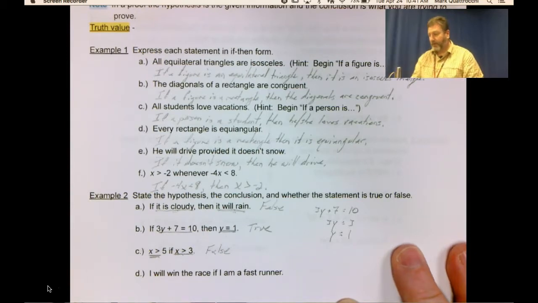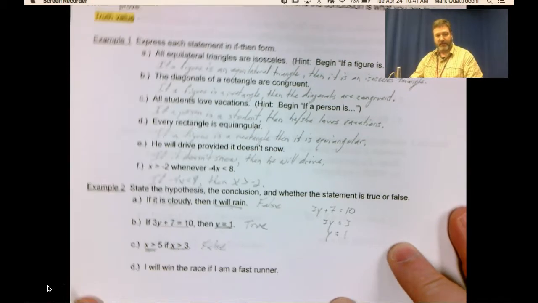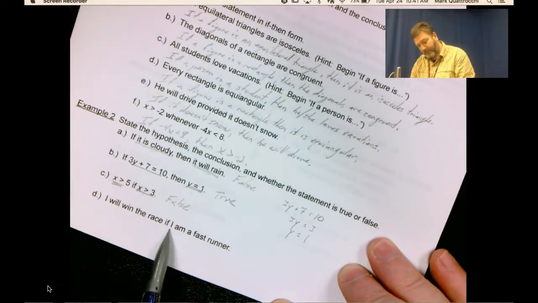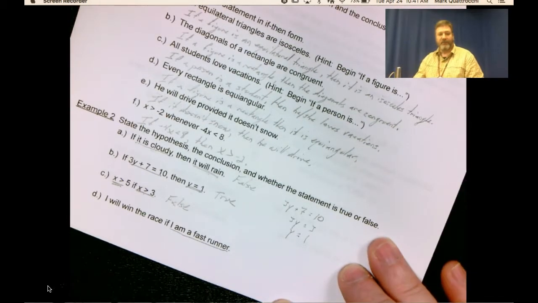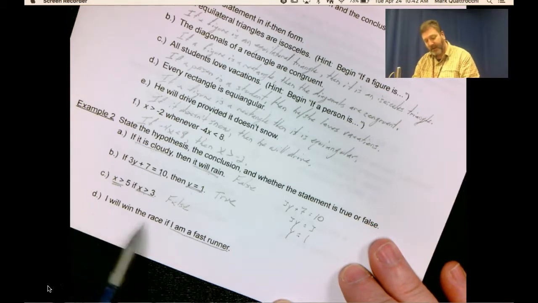Okay. Part D. I will win the race if I am a fast runner. Hypothesis, again, the part that comes after the if: I am a fast runner. Conclusion, the part that comes after the then. Well, the then is implied in this statement. I will win the race.